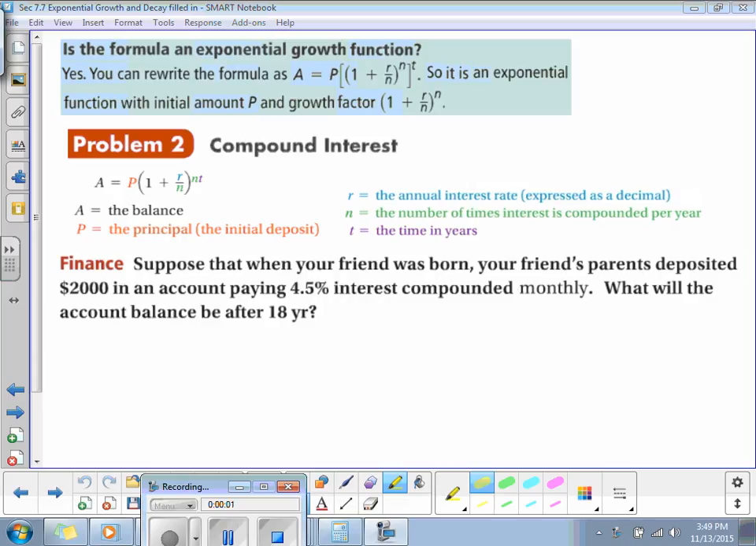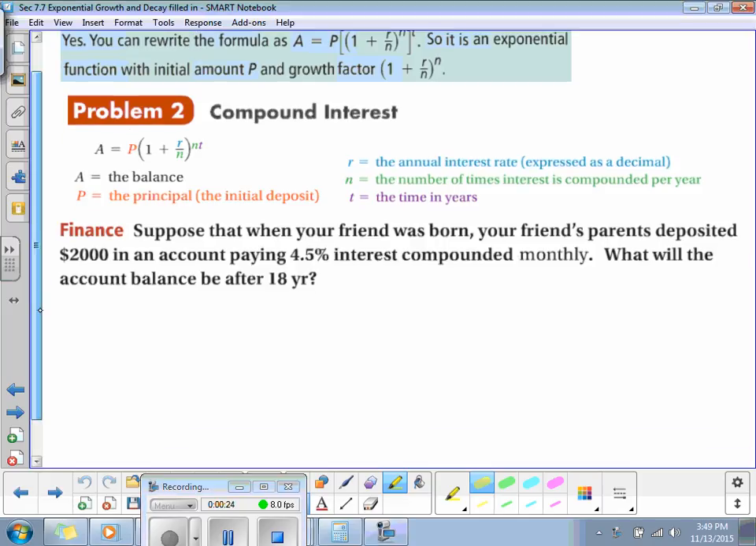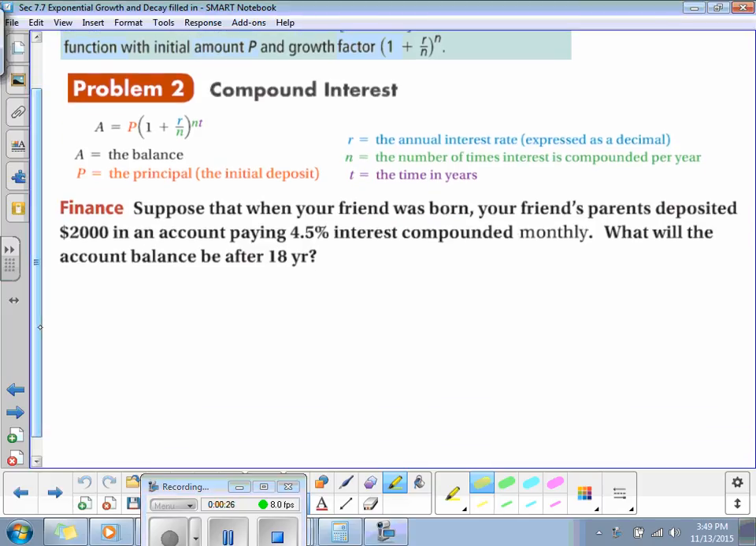Problem 2 is compound interest. Okay? We have the balance, the principal, the annual interest rate, the number of times the interest is compounded per year, and the time in years. Now again, we're just going to take the information from the word problem so that we can substitute that into our formula. Okay? So we need to identify each one of our variables.